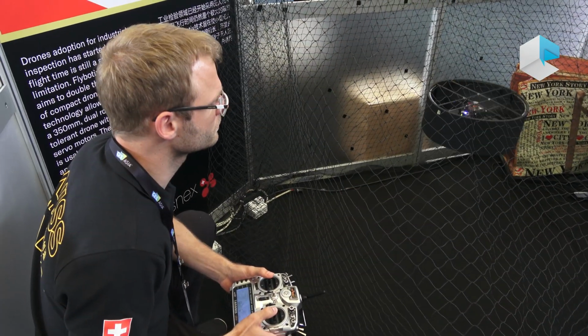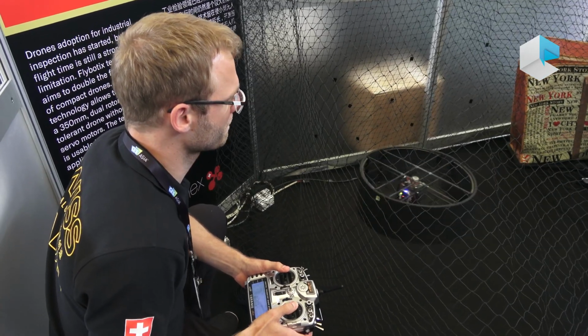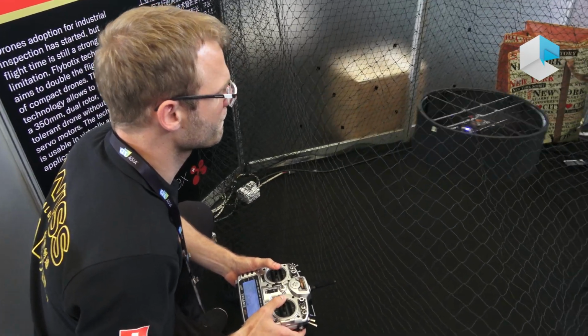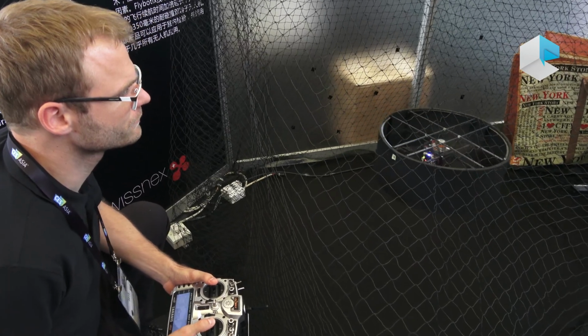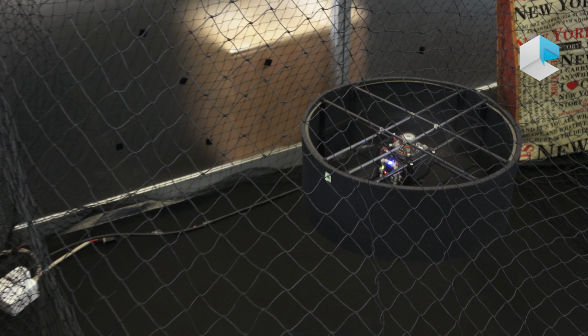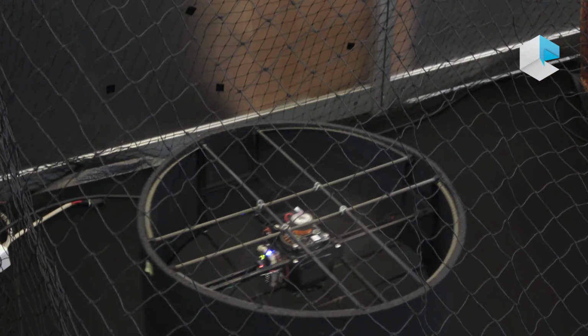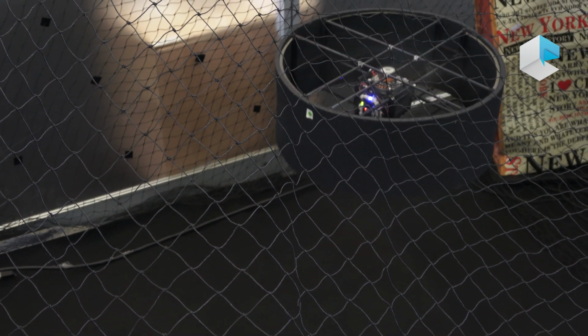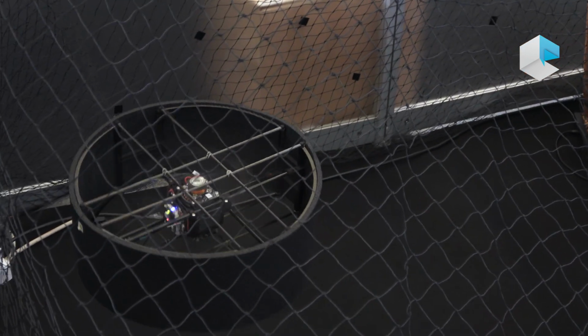My colleague Alex is flying the drone that uses two of the modules you have seen before. He's steering it manually, but of course we can add sensors to make it more autonomous in the future. We are flying in a very, very small area because of security reasons.